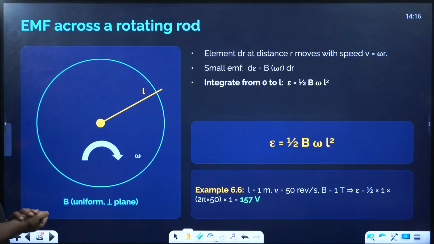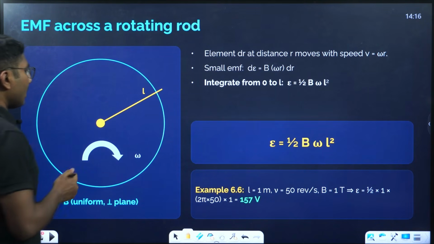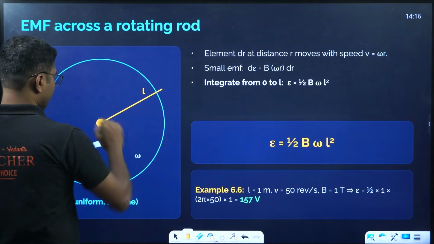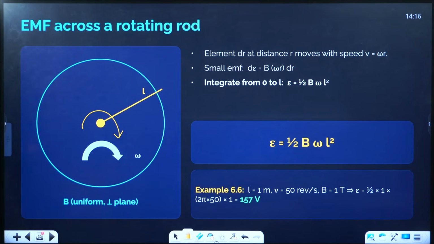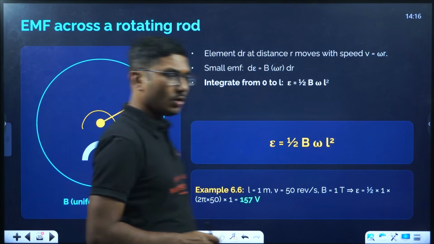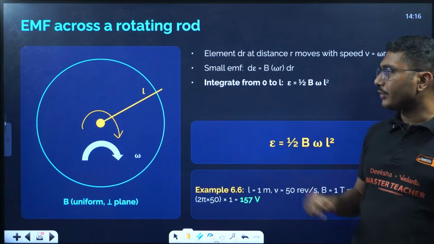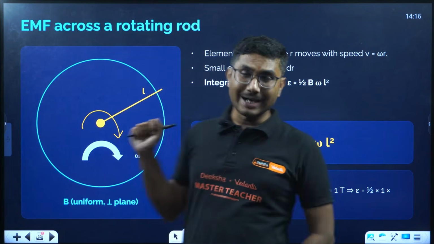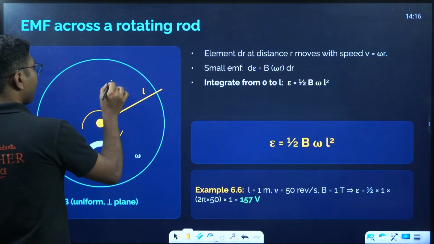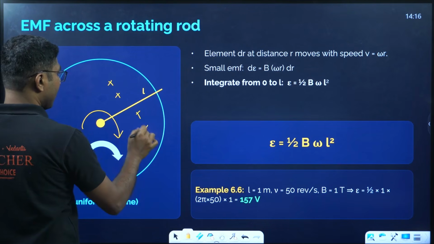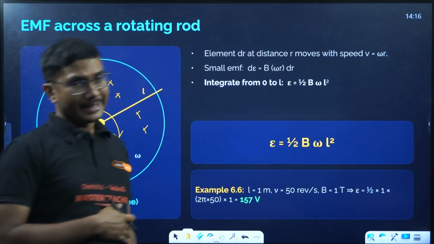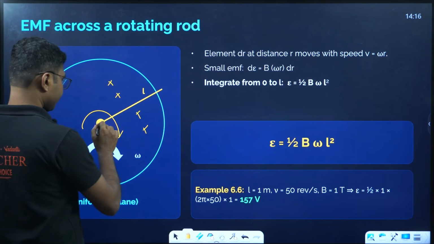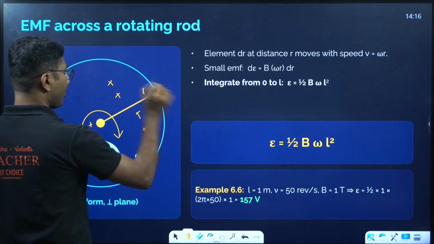Now here we have EMF across a rotating rod. So this is a very interesting question. We have a rod which is rotating. This arrow is slightly off, the arrow will be here. The rod is rotating with an angular frequency omega in a magnetic field. Assume some magnetic field is there, and the rod is rotating inside this magnetic field. We want to find the induced EMF between this point and this point.